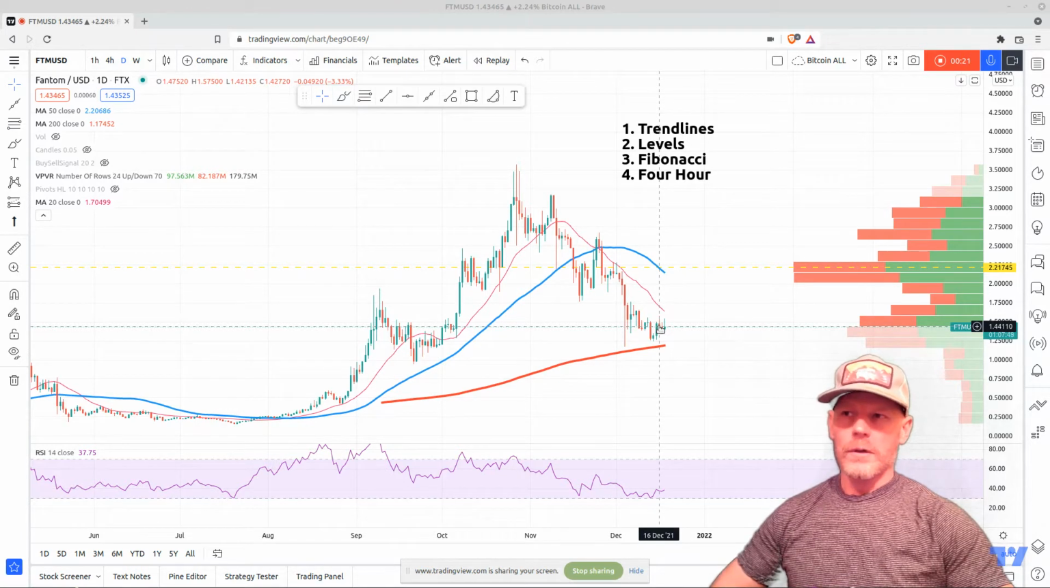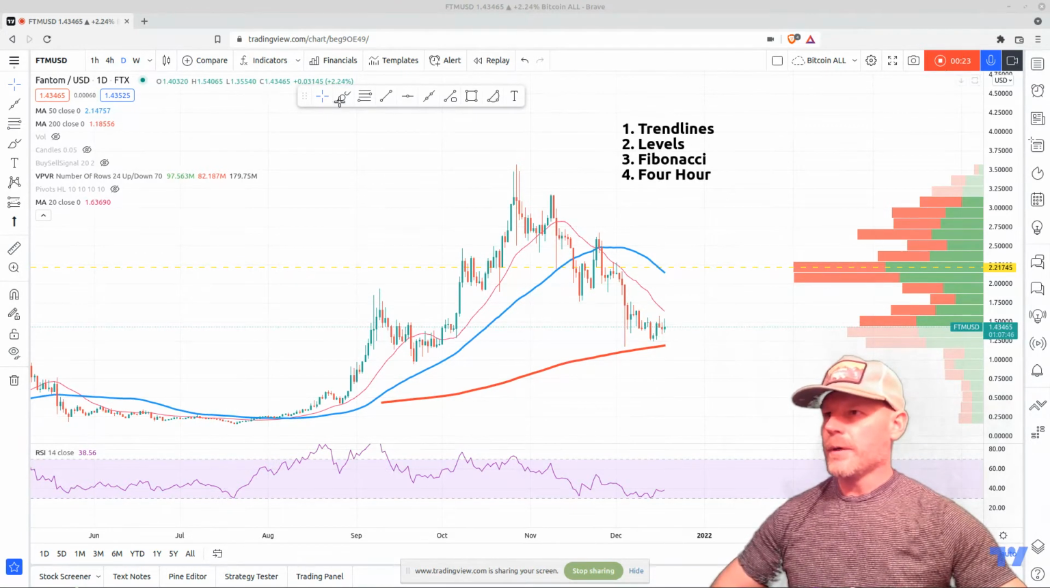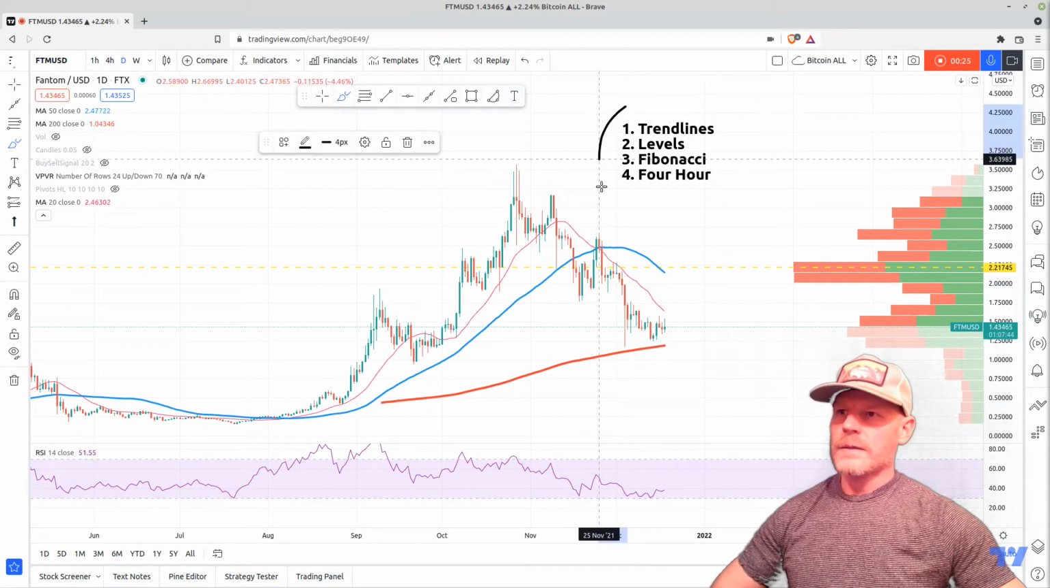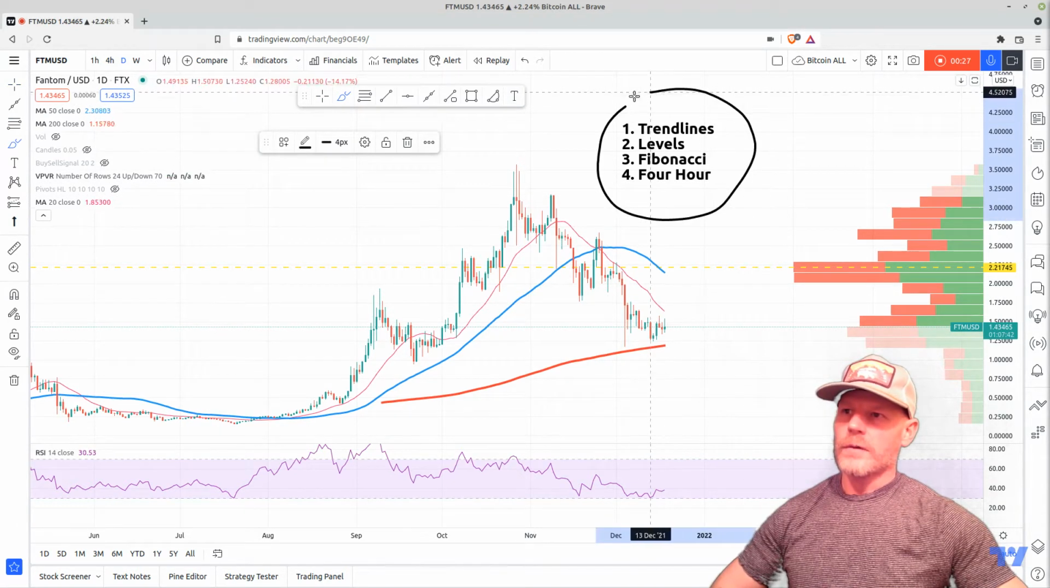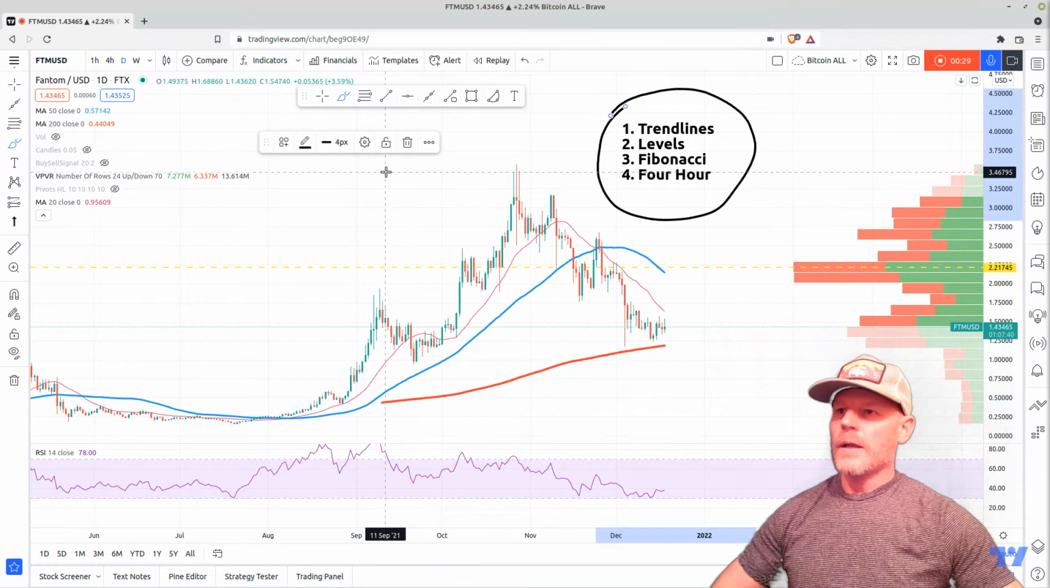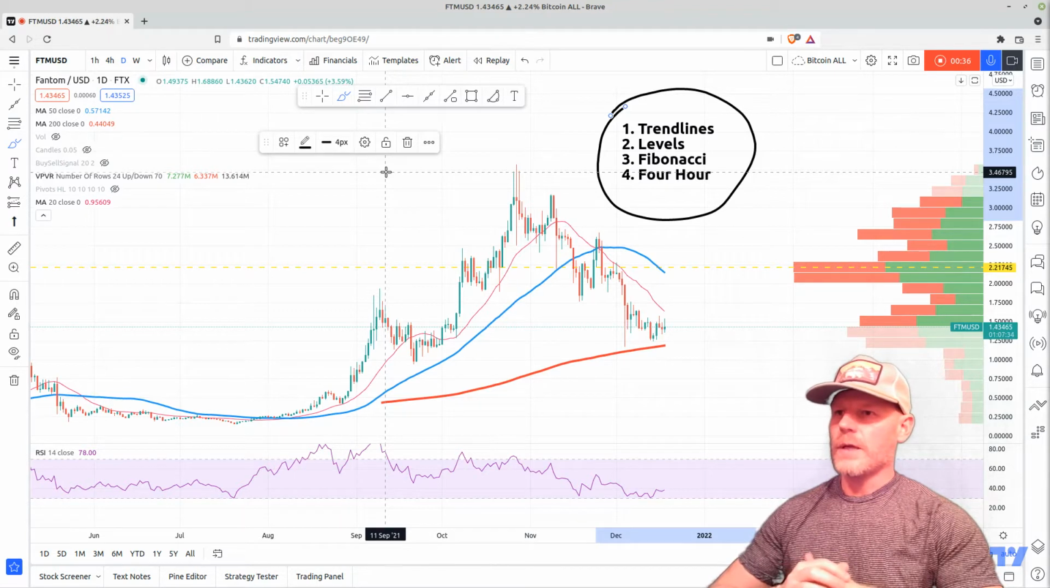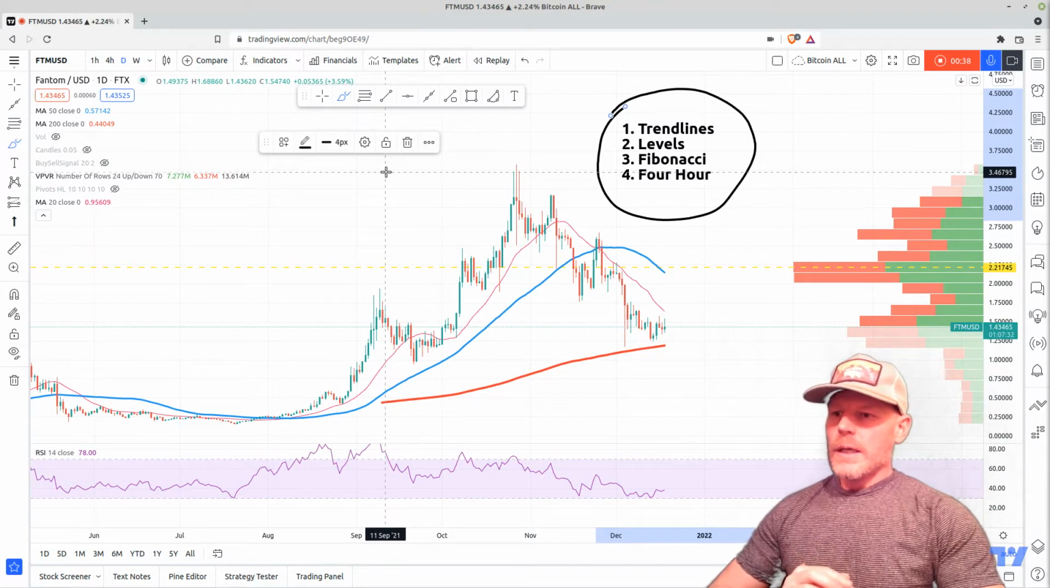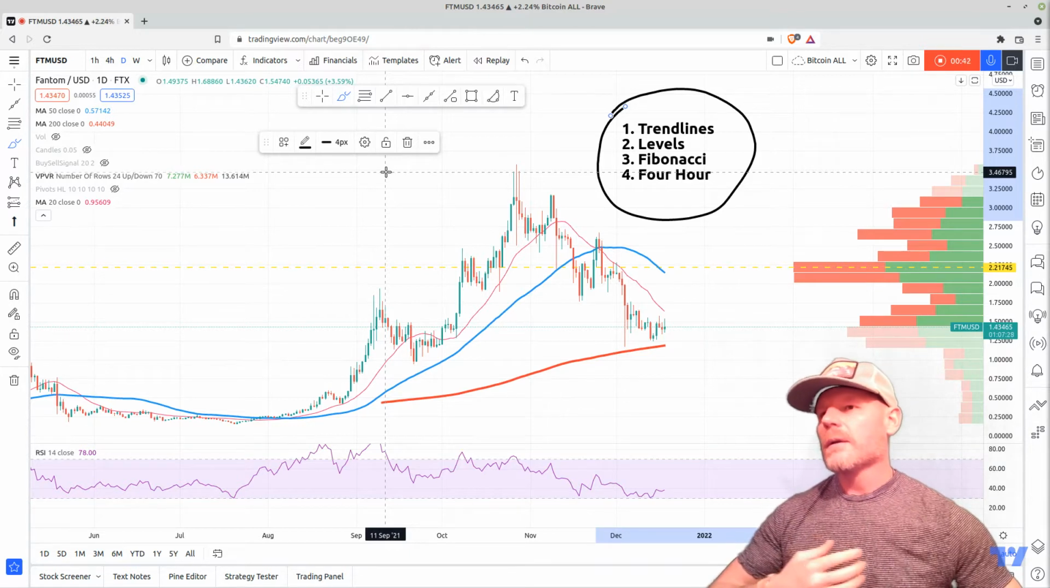There's four things I want to look at. I got them on the chart up here. First thing is trend lines. Secondly, we'll draw some levels, and then we'll do Fibonacci. And then we're going to zoom out, or zoom in, I should say, to the 4-hour chart and see if we spot anything there.